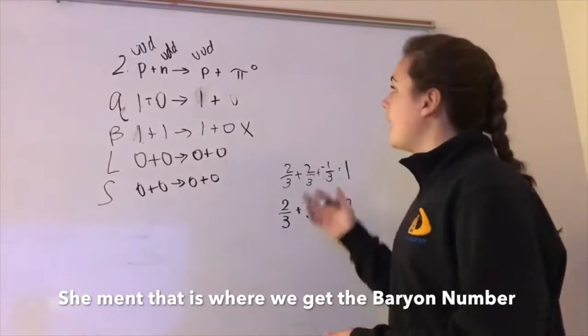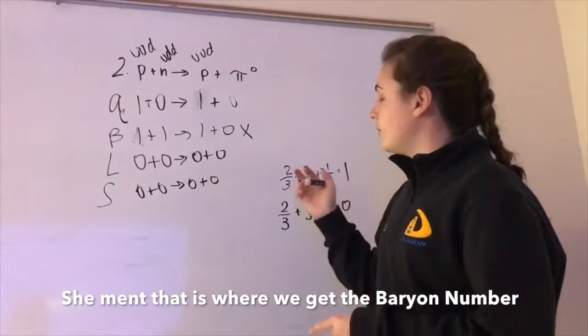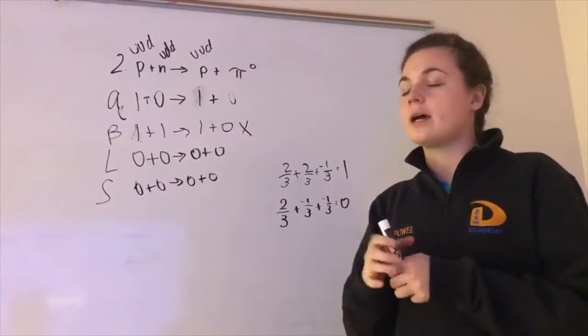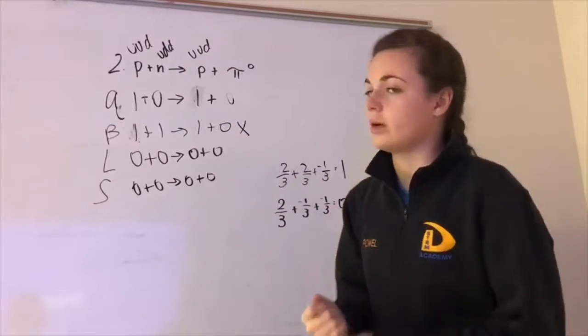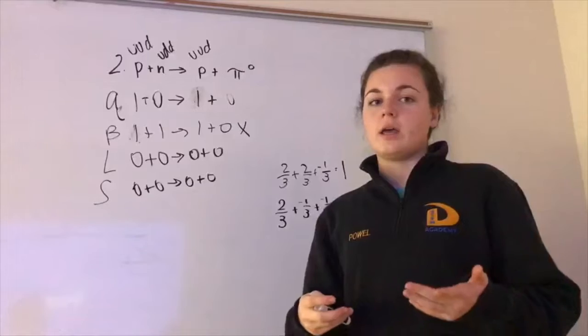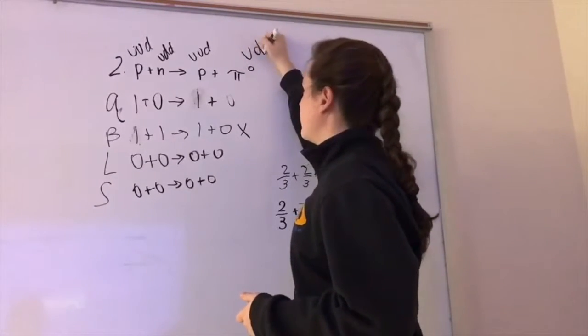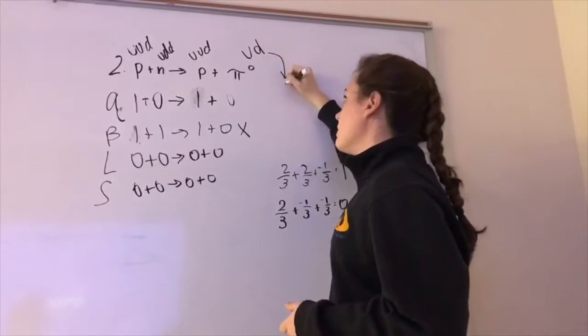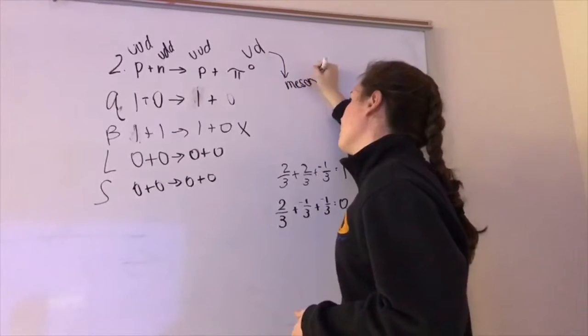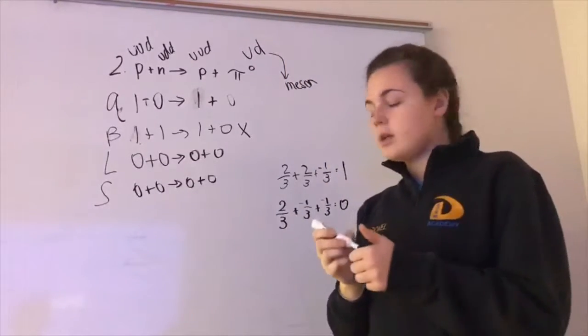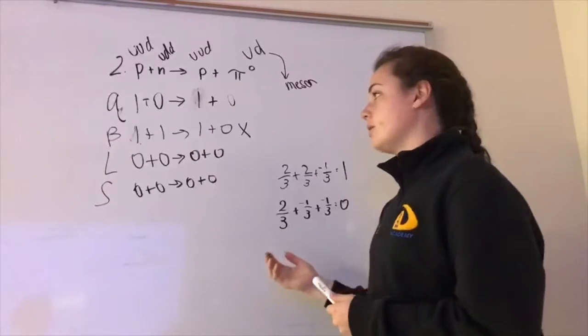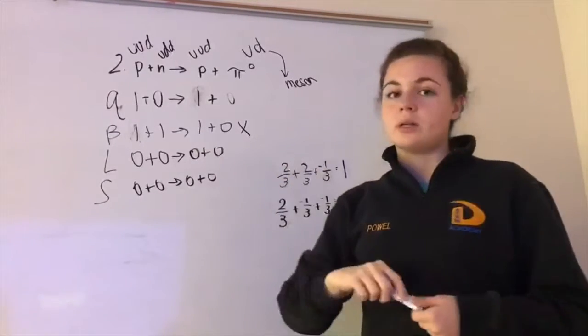But then a pion, when you look at it, it only has 2 quarks, which is called a meson. So in a pion, it has an up quark and a down quark, which therefore makes it a meson. And therefore, this equation does not work out due to the baryon numbers not equaling each other.